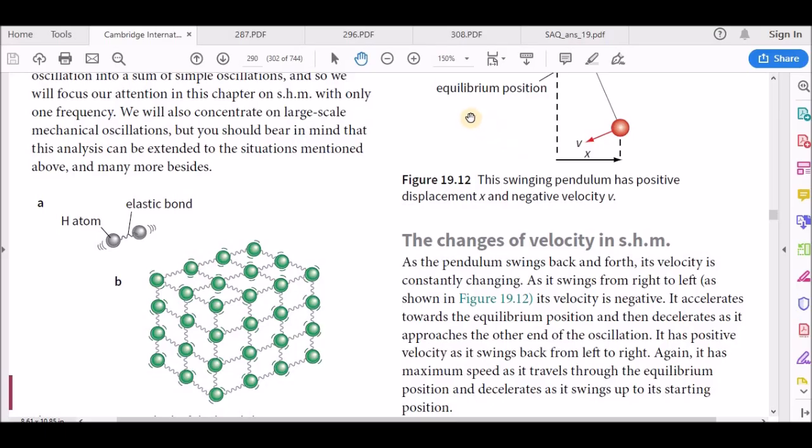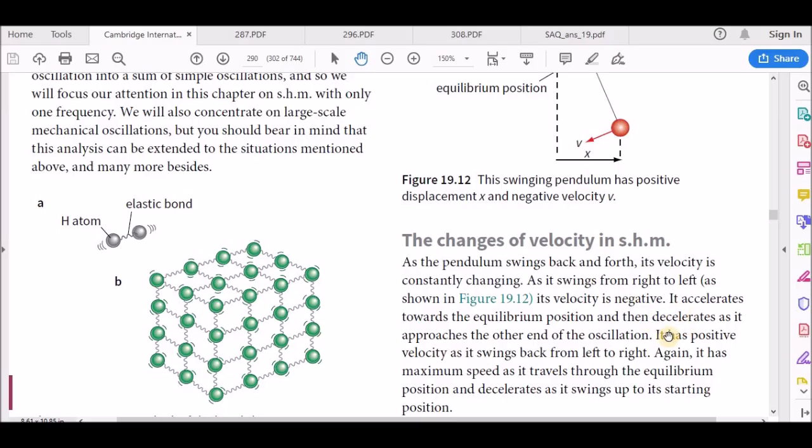So it slows down as it reaches the other end of the oscillation, because it has to slow down and come to rest there again, and then it comes back this way and the process continues. It has positive velocity as it swings back from left to right again. When it goes back this way, the velocity is this way, but the displacement is negative. So velocity continues to be positive until it comes to the other extreme point. From this extreme point to the next extreme point, the velocity is negative. But from this extreme point, when it goes to the other extreme point, the velocity is positive.